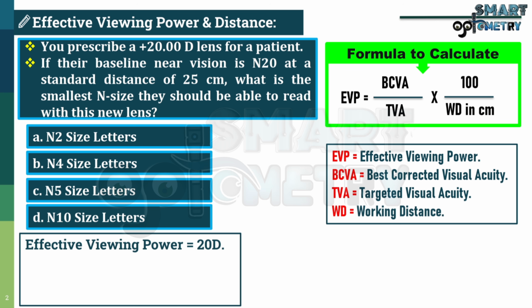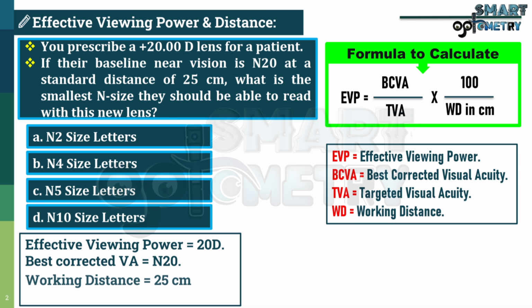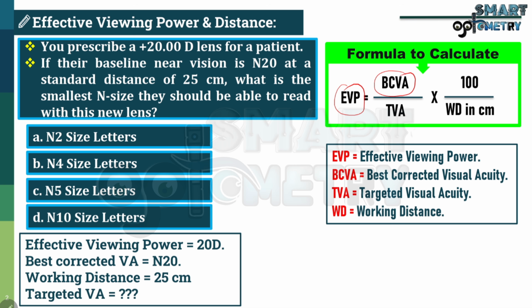In the question, our effective viewing power is 20 diopter, best corrected visual acuity is N20, working distance is 25 centimeter, and targeted visual acuity we have to identify. Now we have effective viewing power, best corrected visual acuity, and working distance in centimeter. So if we put these values in the formula, then we will find the targeted visual acuity. So let's substitute the values and find the answer in the next slide.